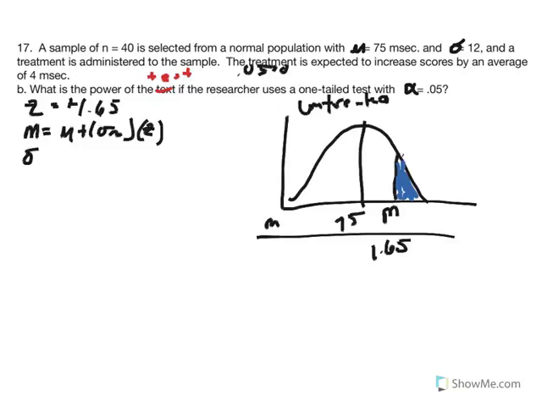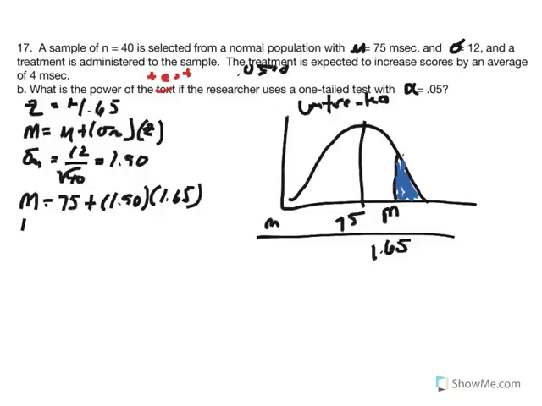All right, we're going to need to calculate our standard error. No change since the last example, so it's 12 over 40, and we get 1.9. And now we're going to calculate our sample mean that establishes the critical region of the untreated population. So that's 75 plus 1.90 multiplied by 1.65, and our mean is equal to 78.14, a little less than the last example because we used this lesser critical z value. All right, so I'm going to replace this with the value of 78.14. Okay, so that's the sample mean that identifies the critical region. Now we're going to talk about the treated population. Again, the expected treated population mean is equal to 79.